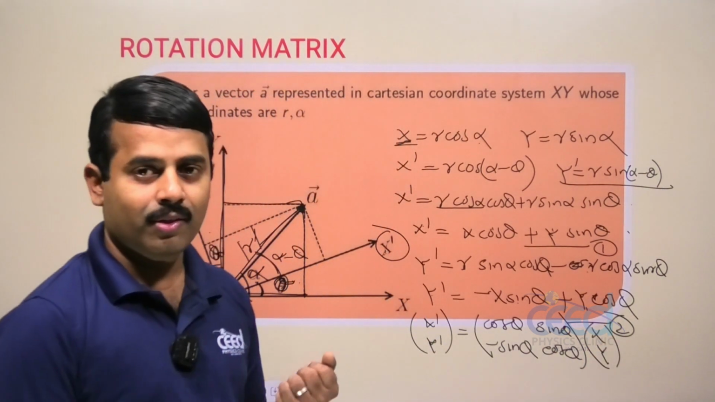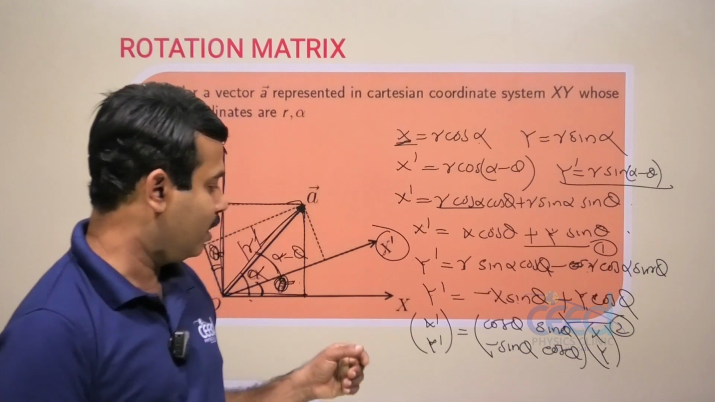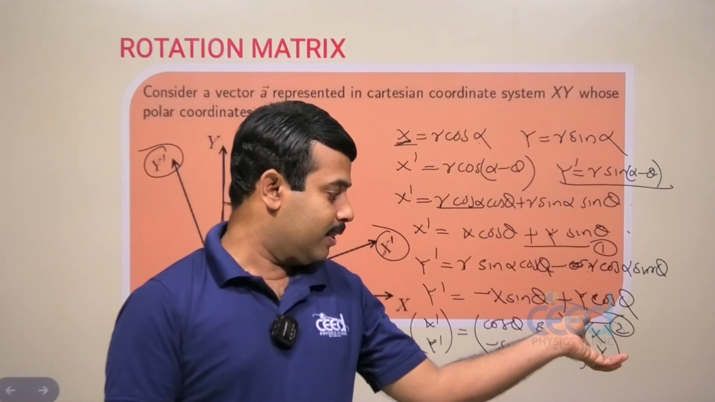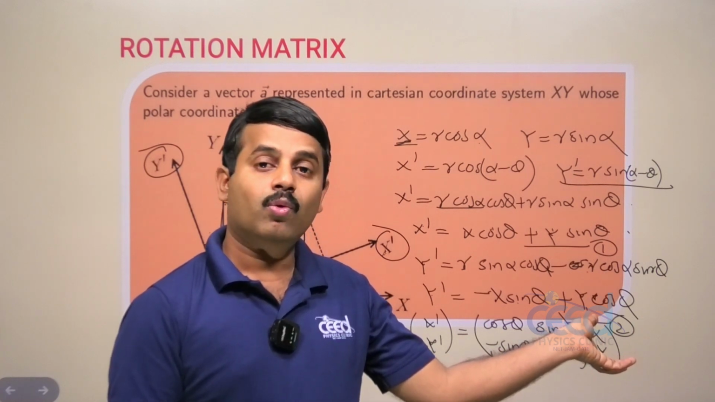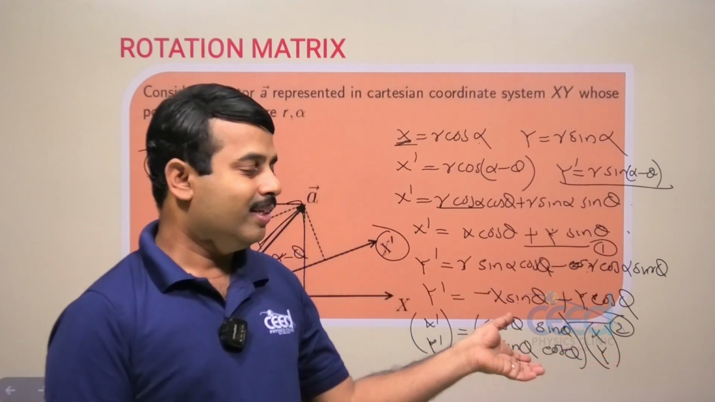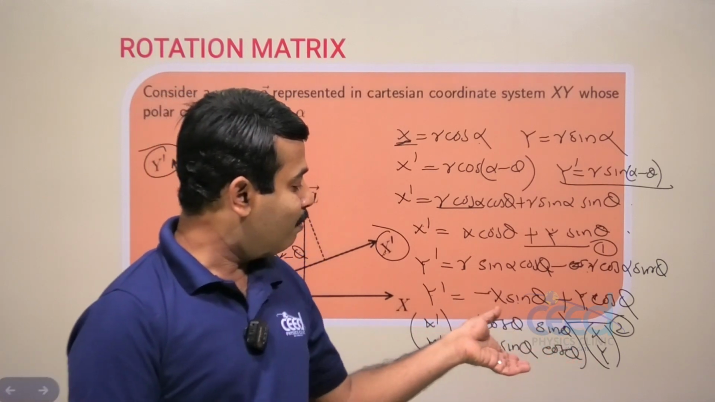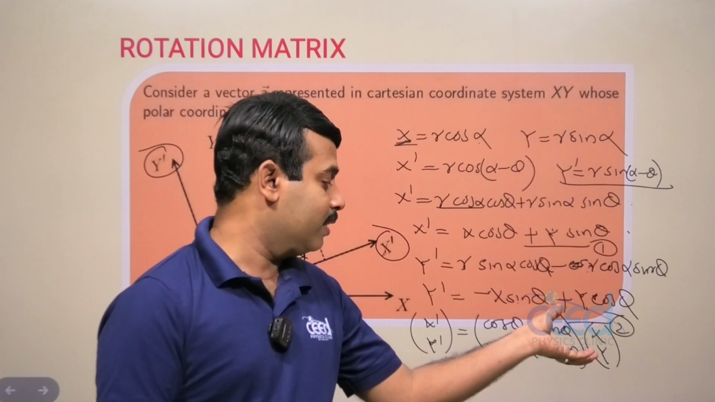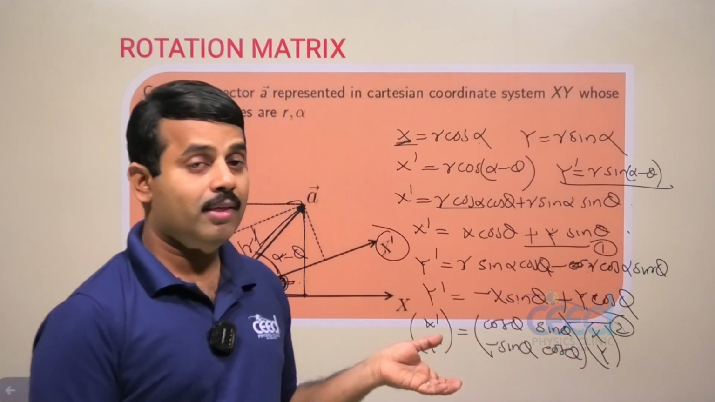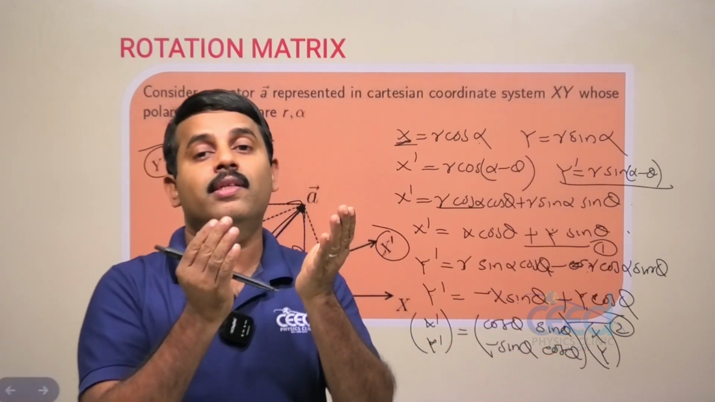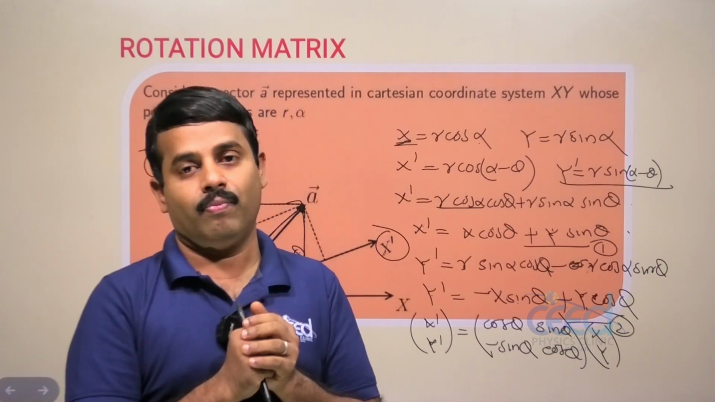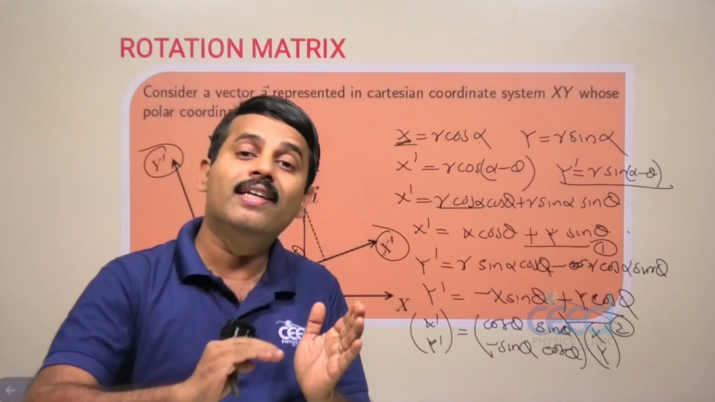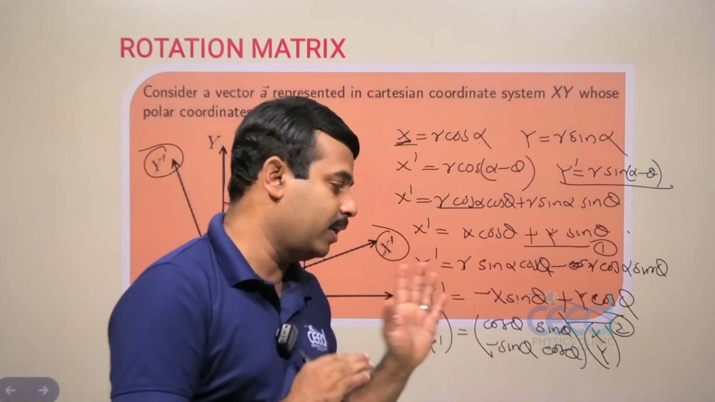So look here, what's the beauty of this concept? The new coordinates you write as a multiple of the old coordinates with a matrix multiplication. That means using this matrix you can represent the old coordinates in terms of the new coordinates, or the new coordinates in terms of the old coordinates.